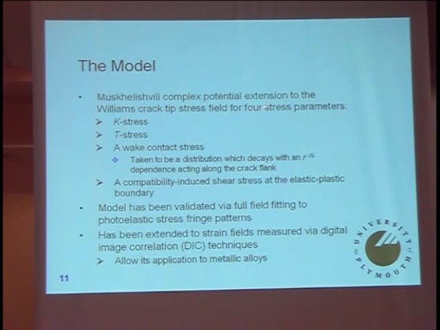So as an extension to the crack tip stress field, what we say is we take the Williams expansion for stresses, but we have a K stress, a T stress, a wake contact stress, which we model as a distribution decaying with R to the -half dependence, acting along the crack flank. So that is the crack contact. And you can take that off at various points in the load cycle, and a compatibility-induced shear stress at the elastic plastic boundary. And we've validated the model via full field fitting, and we've extended it to strain fields. We've solved the equation for DIC, and therefore we can now start to deal with metallic alloys, which are far more interesting than polycarbonate.